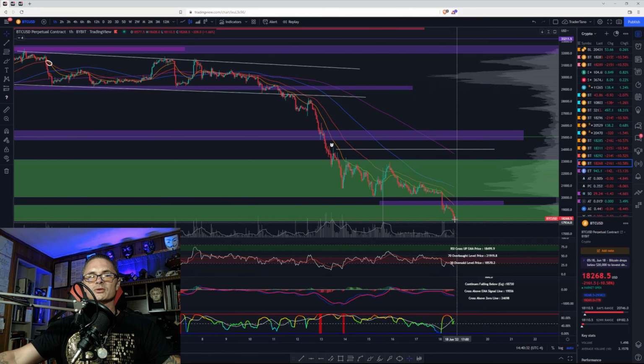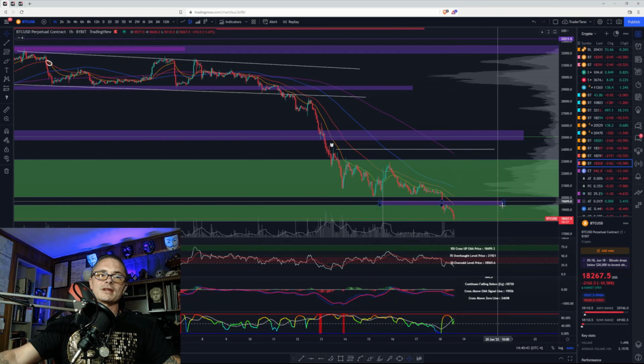We'll probably get some sort of bounce in the short term off the bottom of this green zone, possibly back up to here. Maybe we range for a little bit, have some redistribution or accumulation. So basically we were watching this green zone before. Now we're watching this green zone.